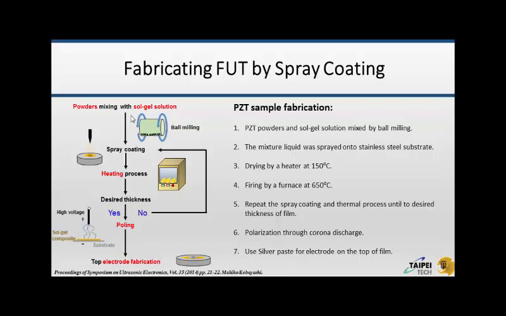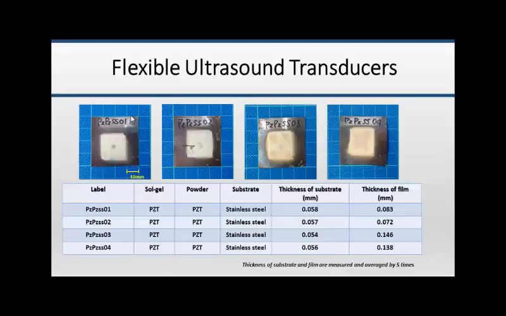Because I will talk about later, there's a relation to the frequency of your transducer. And then, when you finish, you just polarize through corona discharge. And lastly, you use a silver pad as the electrode on top of the film. Okay, and then it's my experiment.